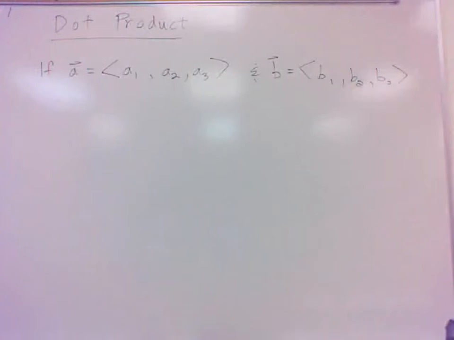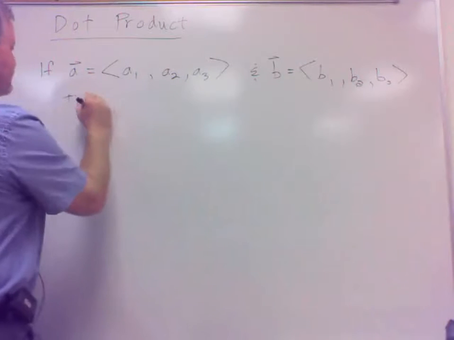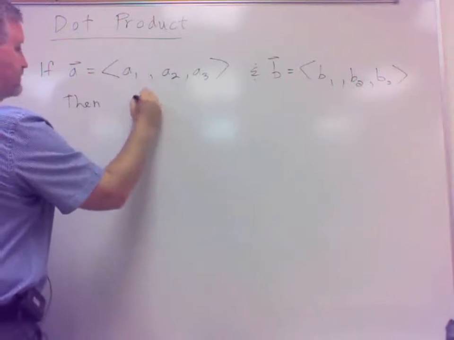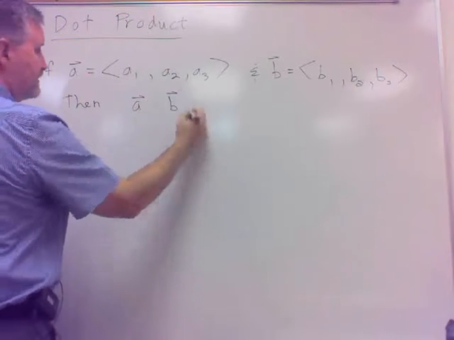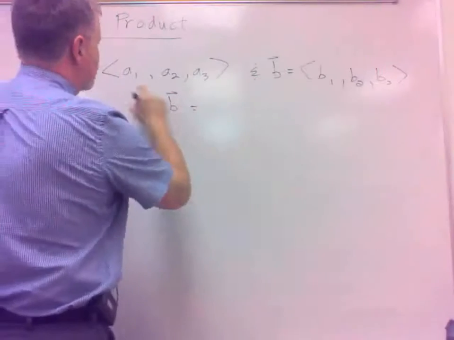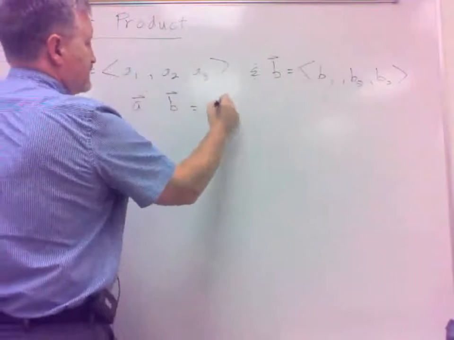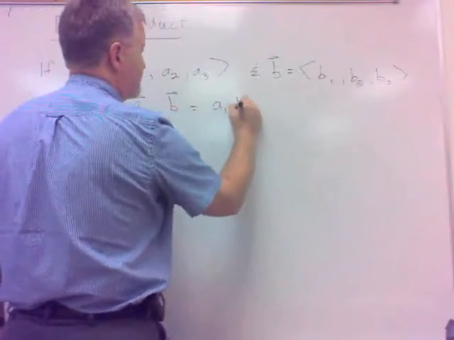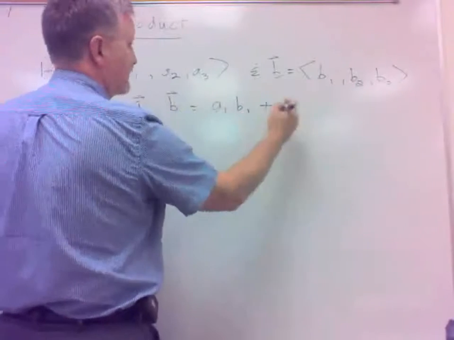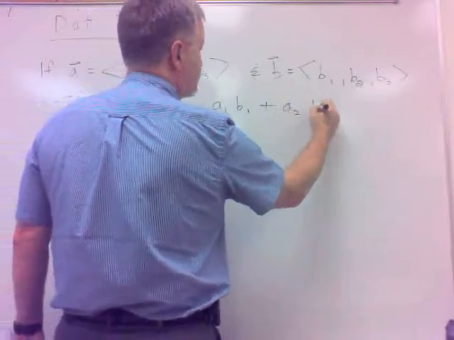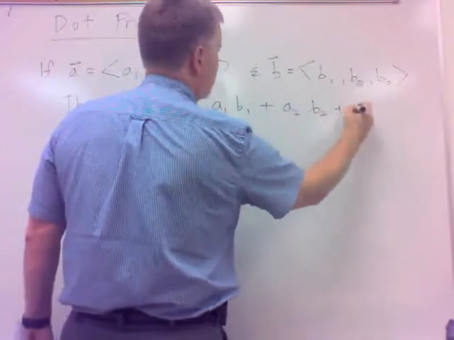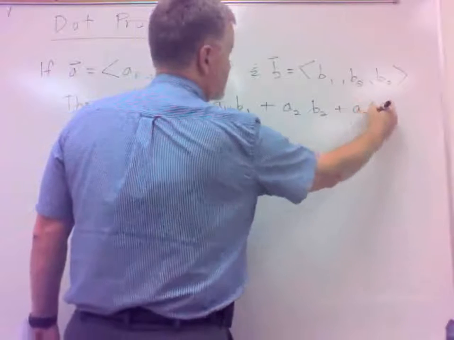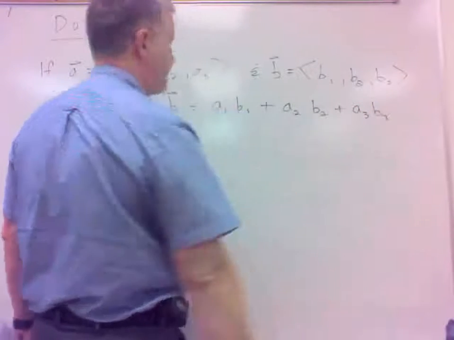And it's really a pretty simple little calculation. A dotted with vector B, then we just multiply the first components, A1 times B1, and then add to that the second components, A2 times B2, and then add to that the third components' product, A3 times B3.